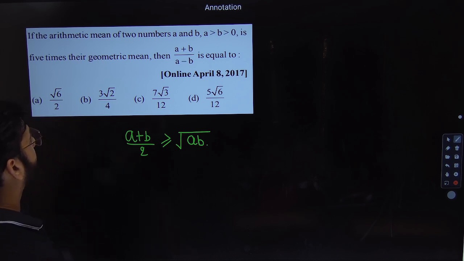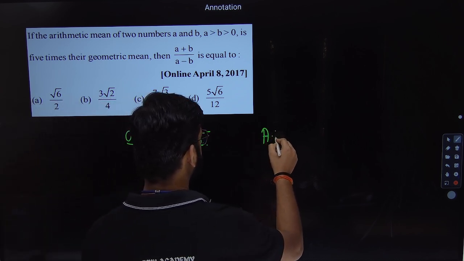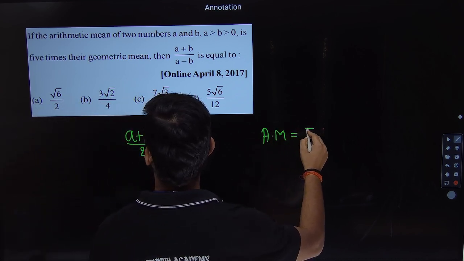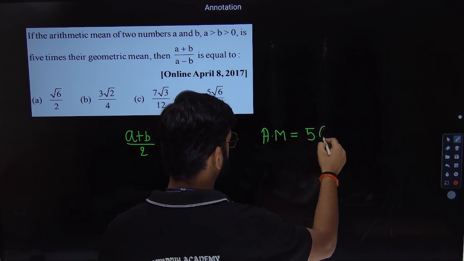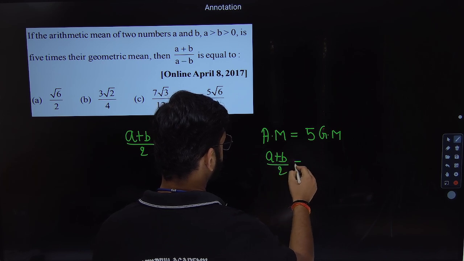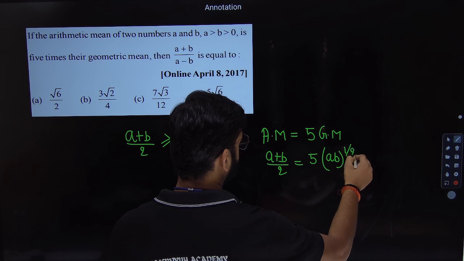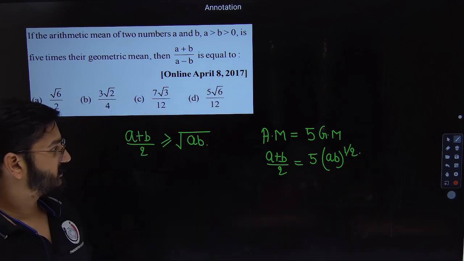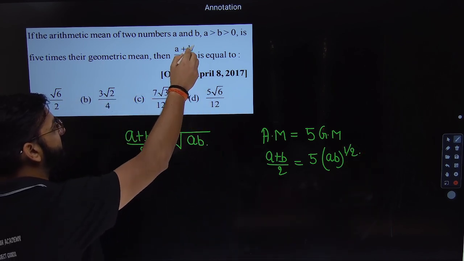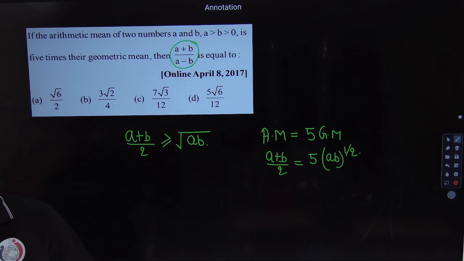So the arithmetic mean is 5 times their geometric mean. So (A plus B) by 2 is 5 times the geometric mean, (AB) to the power 1 by 2. This is the condition given to us. By using it, we need to find (A plus B) divided by (A minus B). This is the question.